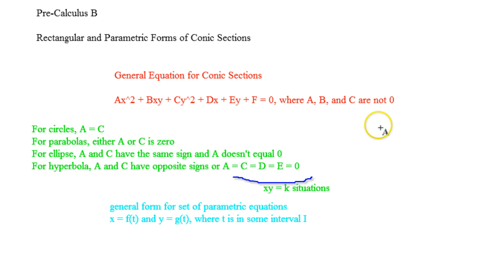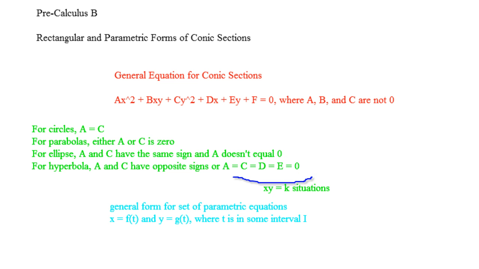If a, b, and c are all 0, then we're dealing with a special kind of conic, and not all three of them are going to be equal to 0. Okay, now how do I identify by just looking at the equation? All right, for circles, if a equals c, it's a circle. For parabolas, either a or c is 0, so either this is 0 or this is 0. For an ellipse, a and c have the same sign, and a does not equal 0. Okay, so that's pretty simple. For a hyperbola, a and c have opposite signs, or a equals c equals d equals e equals 0, which is the rectangular hyperbola that you've learned about before, xy equals k. Okay, and that's the situation where that happens.